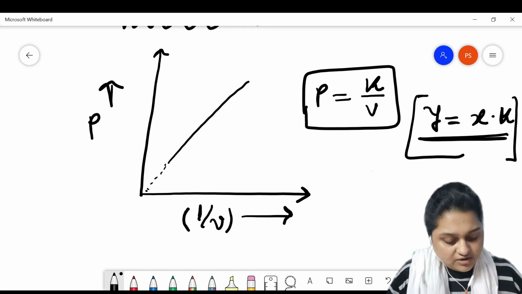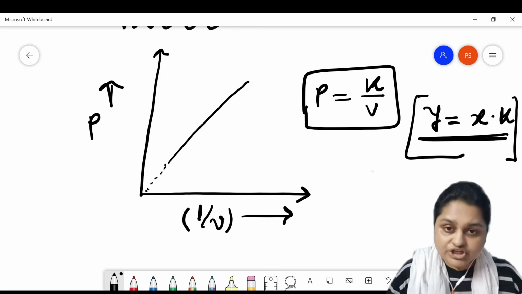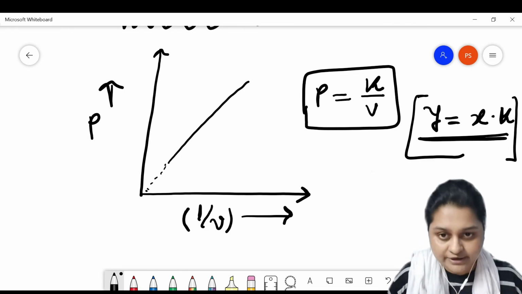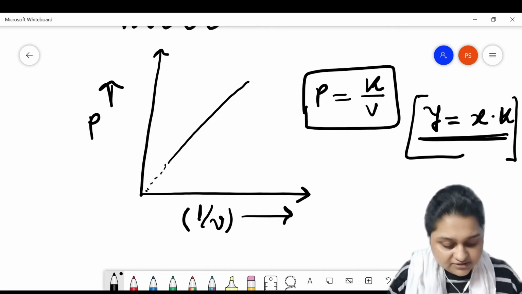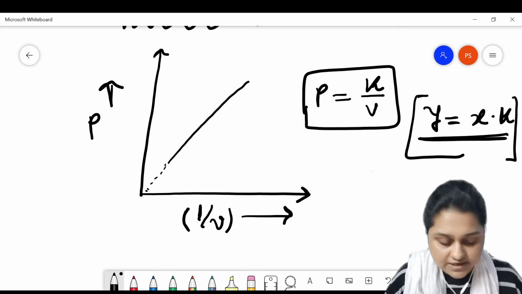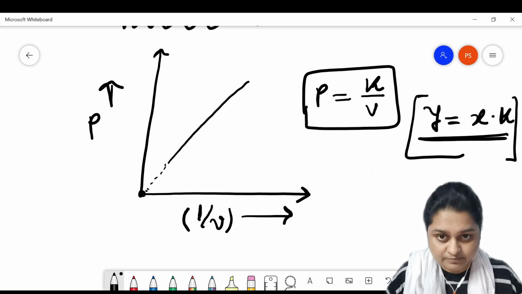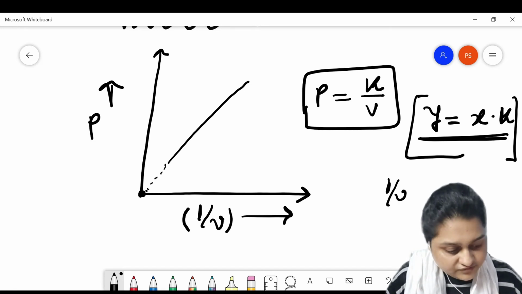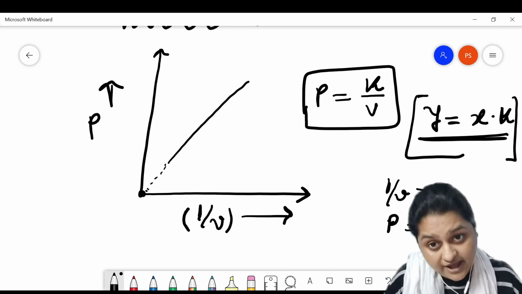Now, starting from origin, I have drawn the initial part in a dotted line, and after a certain point, the main straight line is drawn. Why is this dotted line in the initial part there? Because this origin represents zero position, meaning zero volume. That is, 1 by V is also 0 and P is 0. That is, there is no pressure at that point that is exerted by gas.